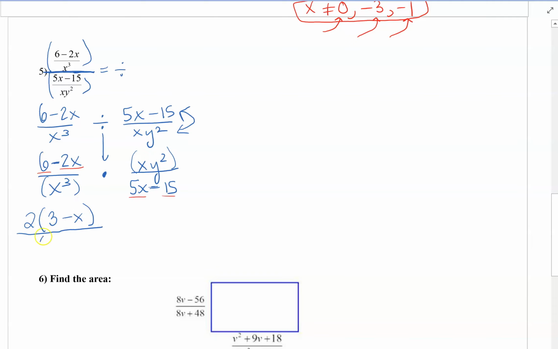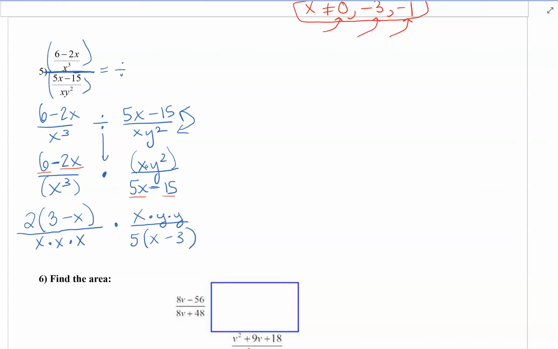And then maybe I'll write x cubed out as x times x times x. So you can kind of see it's basically 3 identical factors of x. And then in the numerator, I'll write it as x times y, because it's one factor of x and 2 identical factors of y. And then in the denominator, I can take out a 5 and I'm left with x minus 3.